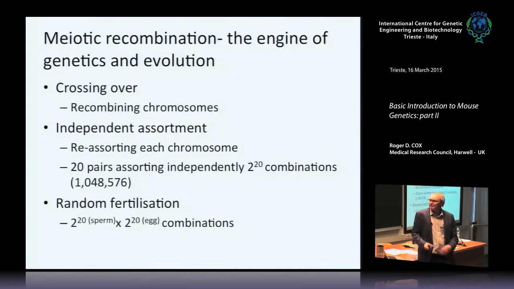So the chromosomes recombine. You've got two homologs of the pair. They form a chiasma, and there's a recombination event. So they actually swap bits of DNA. And then you get two separate chromosomes that have swapped DNA.